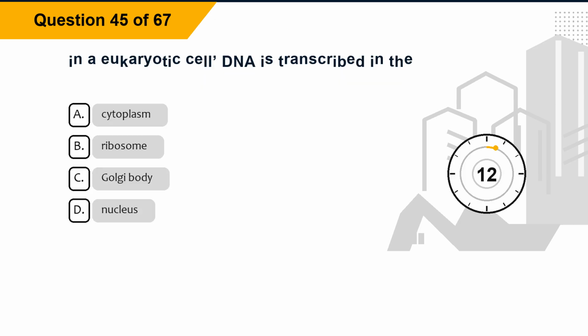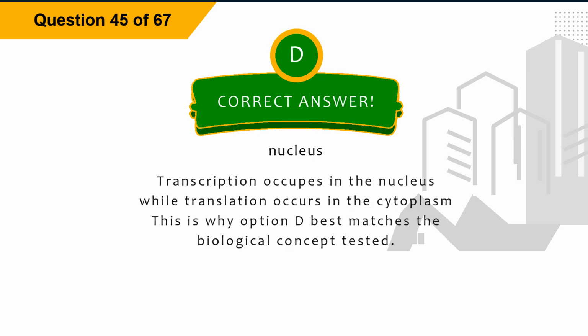Question 45. In a eukaryotic cell, DNA is transcribed in the: option A, cytoplasm, option B, ribosome, option C, Golgi body, option D, nucleus. The correct answer is option D, nucleus. Explanation. Transcription occurs in the nucleus while translation occurs in the cytoplasm. This is why option D best matches the biological concept tested.